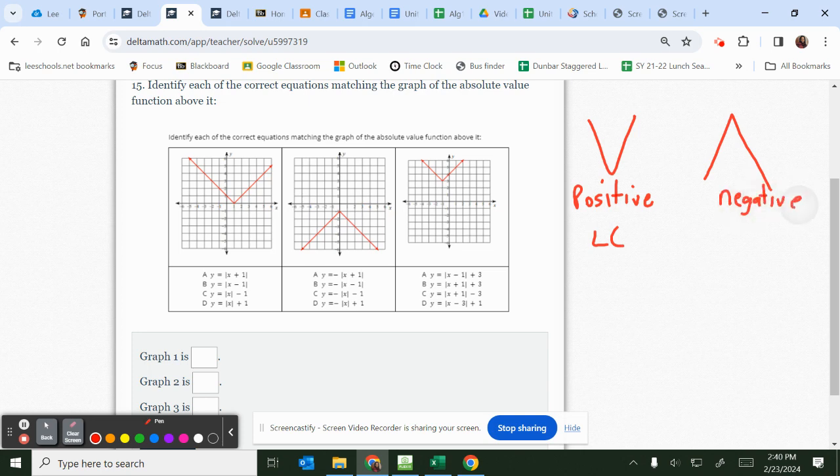So when I'm looking at these graphs, I see that this one is facing down, so that means it has a negative in front. These two are facing up, so that means it has a positive in front. Okay, so all of those are good.